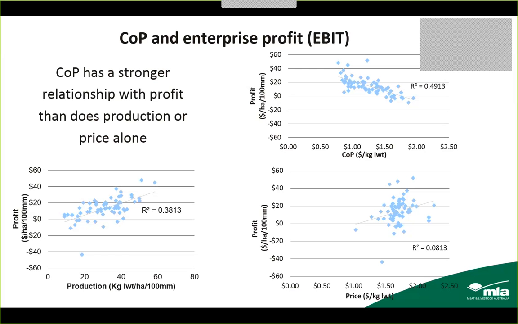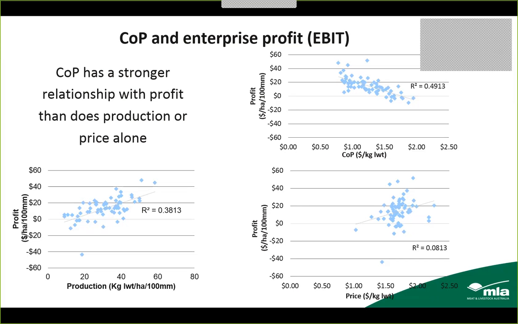indicators with profit. So if we start in, I guess the first question you ask is why use cost of production as an indicator of performance within your business? And these graphs help to some extent answer that question because cost of production has a greater influence on profits than does price or production. And so we'll use these as an example to show the differences in that relationship.